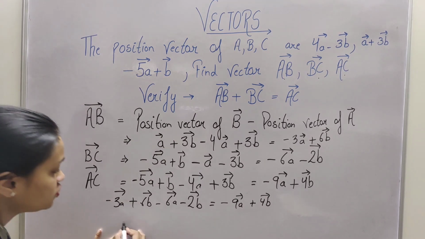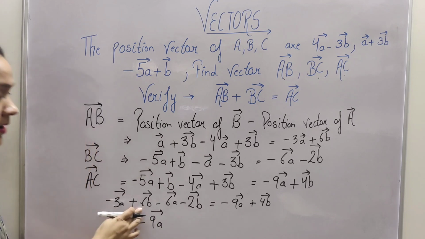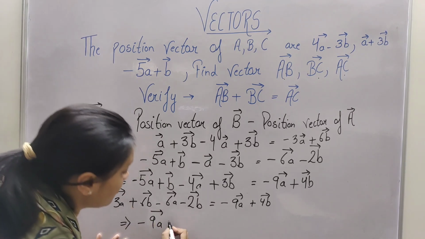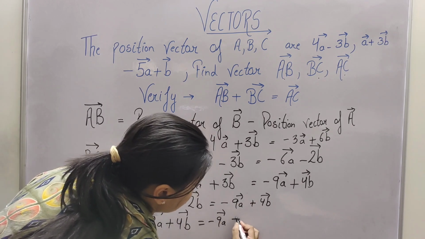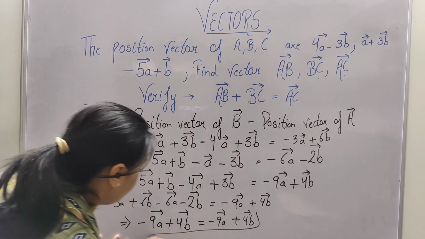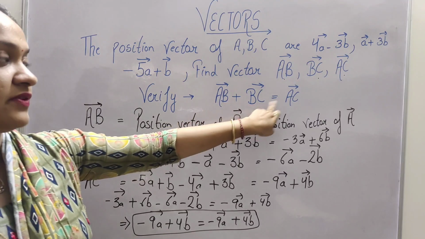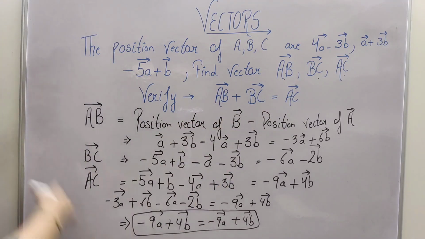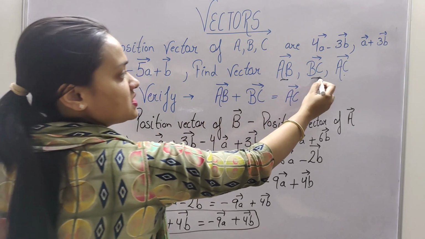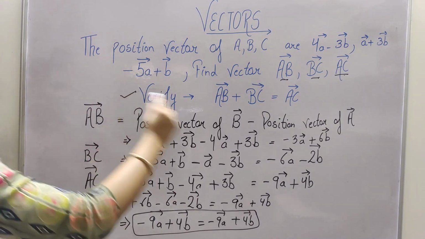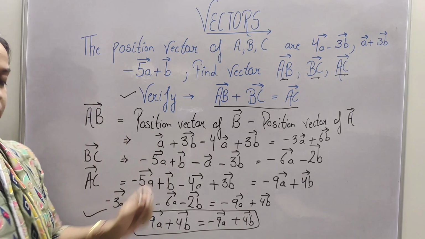So the values come minus 3 minus 6, minus 9a vector, plus 6b minus 2, becomes 4b vector, which is equal to minus 9a vector plus 4b vector, which is verified from the question that AB vector plus BC vector is equal to AC vector. And this is how the question is going to be done. Firstly, calculate the value of AB vector, then BC vector, then AC vector. Put the values in this equation, and you are going to get the answer of this question.